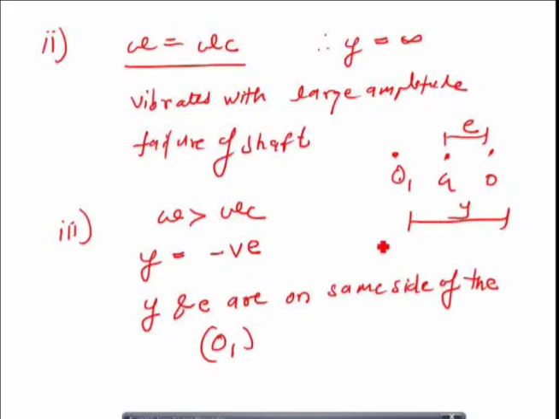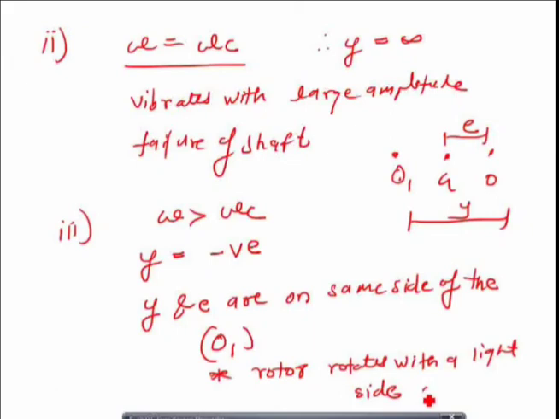So during this condition, when omega is greater than omega c, the rotor rotates with the light side outwards. This is an important statement. There are two sides of the rotor: one is the heavy side and the second is the light side. So the rotor rotates with the light side outwards.